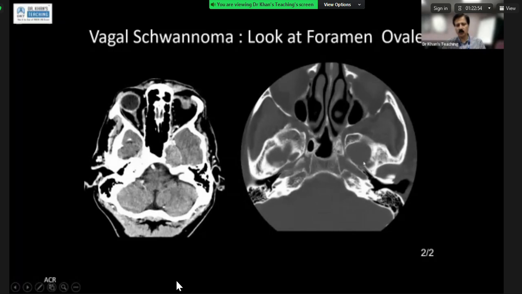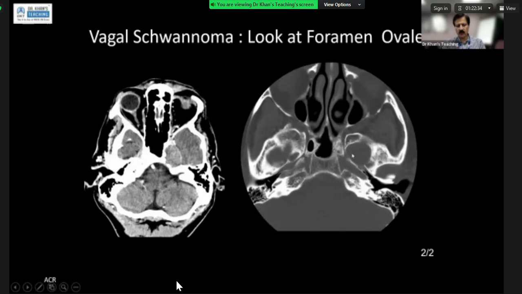So this is vagal schwannoma. Correction, there's a typo here. So this is V3 schwannoma. It is not the vagus nerve, it is the fifth nerve, V3 mandibular division. And it is causing this expansion, case from the American College of Radiology.